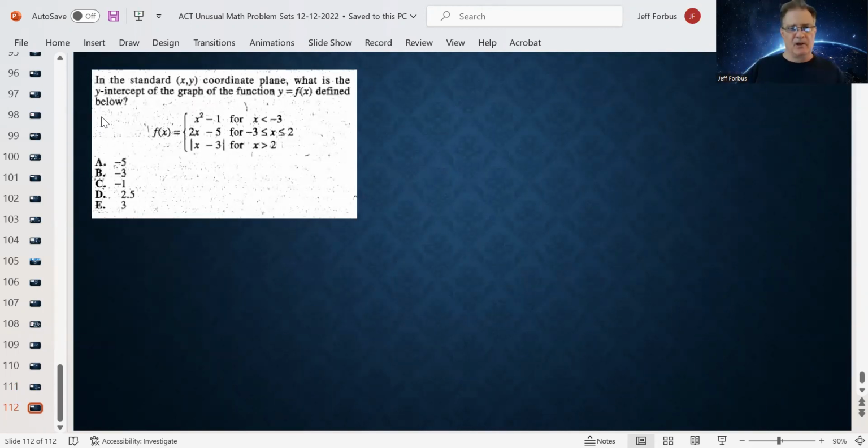In the standard coordinate plane, what is the y-intercept of the graph of the function y equals f of x, defined below? So that's going to be a linear line. And this is a piecewise graph. And what we want to do is look at the only line that is possibly crossing the y-axis. x squared minus 1, you can only use x values less than -3 to put in there. So with that in mind, let me just sketch a graph.